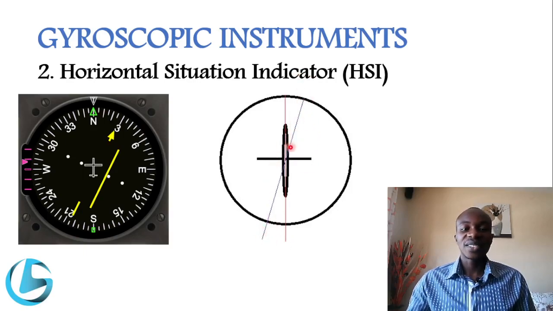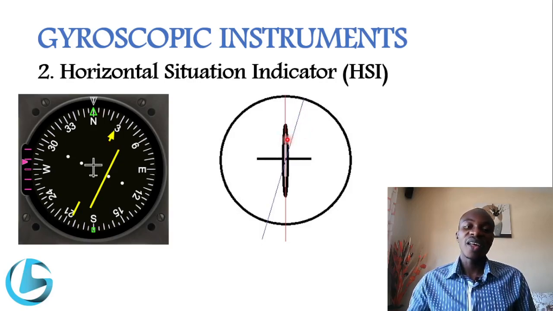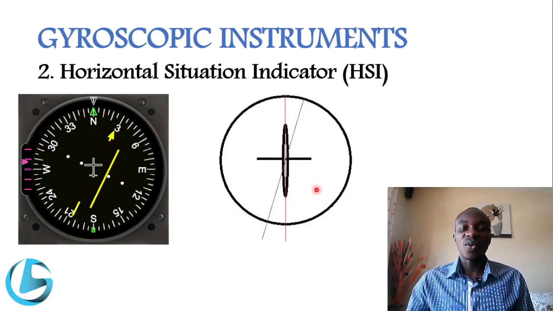This is the plane of rotation of the gyro, and this one is the longitudinal axis of the aircraft. As the aircraft starts turning, the longitudinal axis of the aircraft will turn with the aircraft, and as a result, there will be a difference between the longitudinal axis and the plane of rotation of the gyro, and this will be the angle, the bearing that the aircraft is turning to. So this is basically how the horizontal situation indicator works. It also uses rigidity in space, like the attitude and direction indicator.